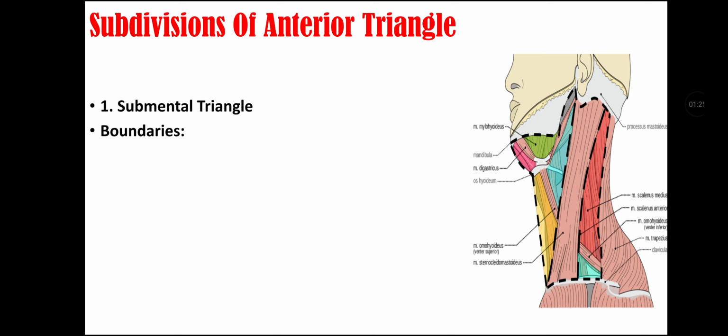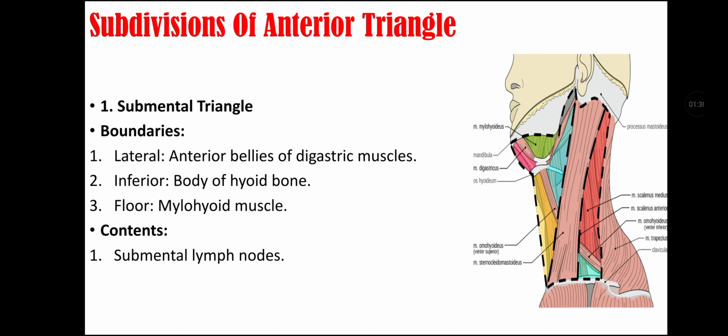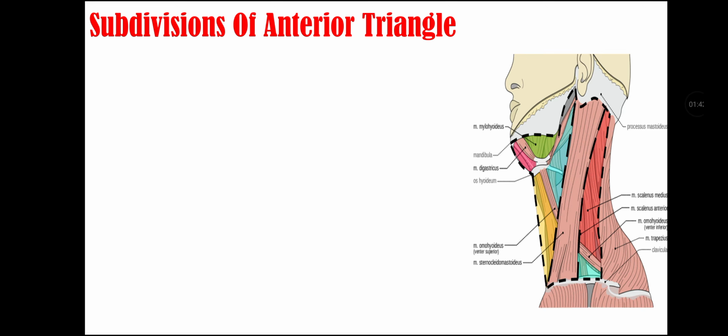First is the submental triangle. Its boundaries: the lateral boundary is the anterior belly of the digastric muscle. The inferior boundary is the body of the hyoid bone, and its floor is the mylohyoid muscle. Contents of the submental triangle include submental lymph nodes and small veins forming the anterior jugular vein.